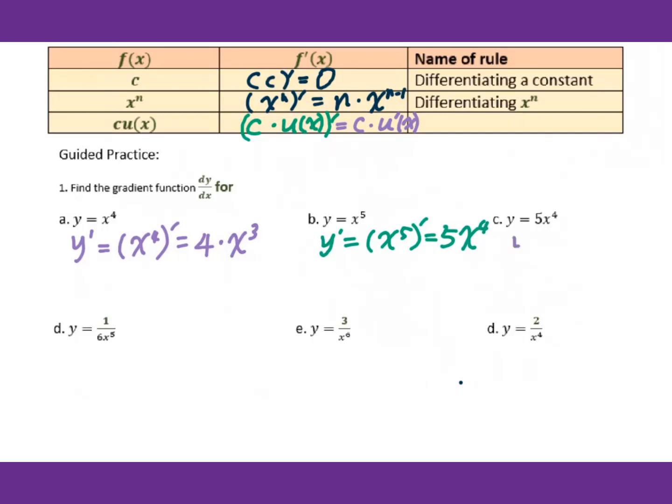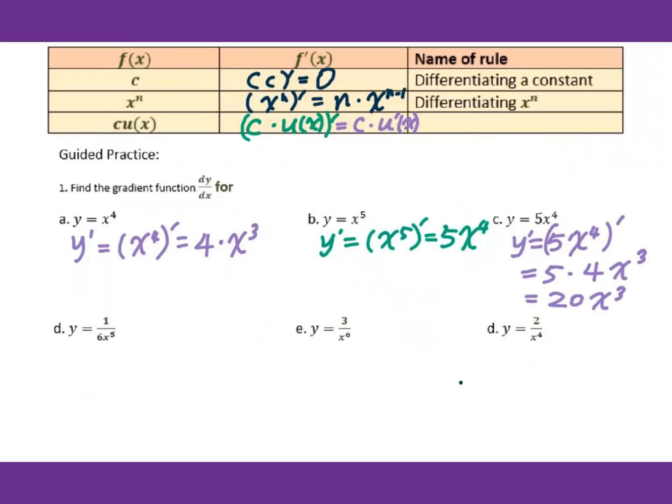If I have a constant number, that means we have a coefficient before the variable, like y prime equals 5 x to the 4th power prime. The coefficient stays, times 4 times x to the 3rd power, therefore equals 20 x to the 3rd power.